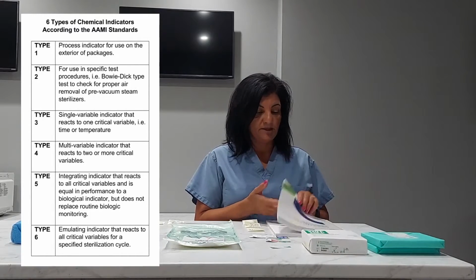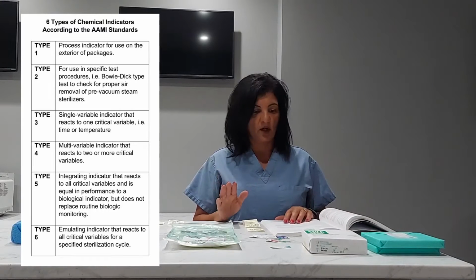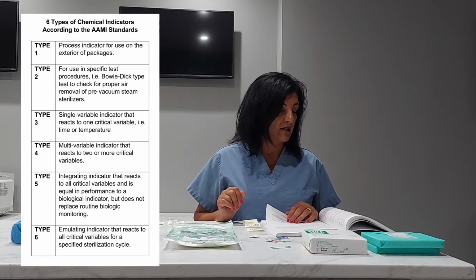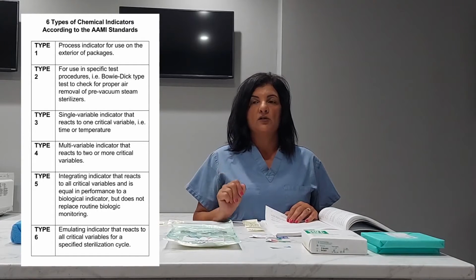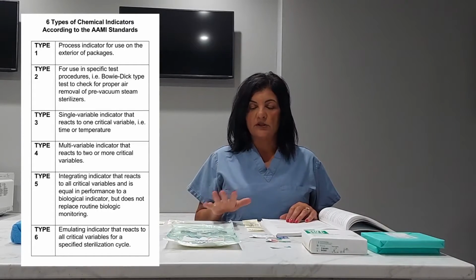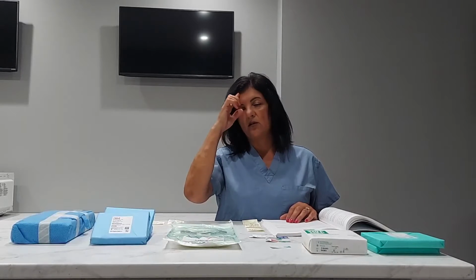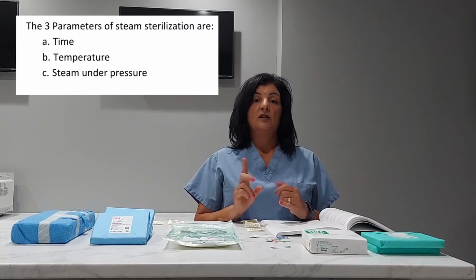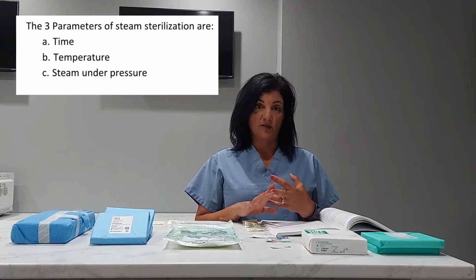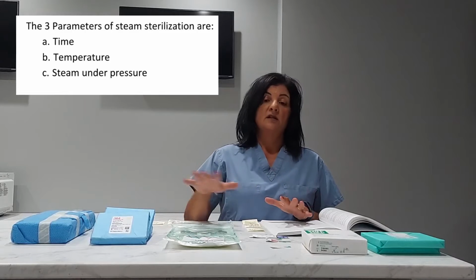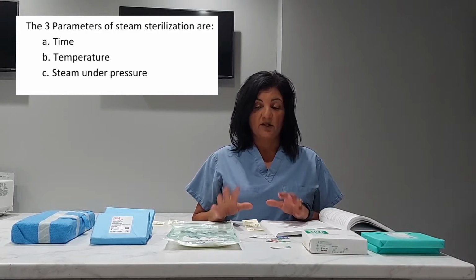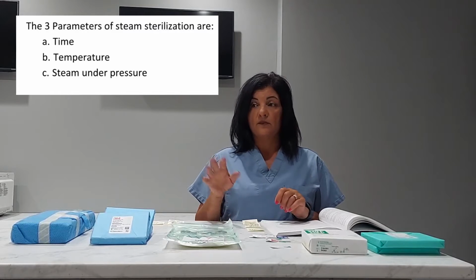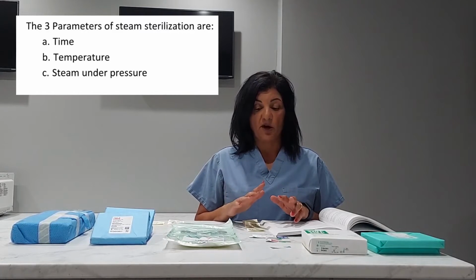So the first thing I want to go over is there are 6 integrating indicator types, variable indicators. I'm going to focus mostly on steam products today. There are 3 parameters to steam sterilization: time, temperature, steam under pressure. These indicators are reacting to 1, 2, or all 3 of those parameters: time, temperature, steam under pressure.